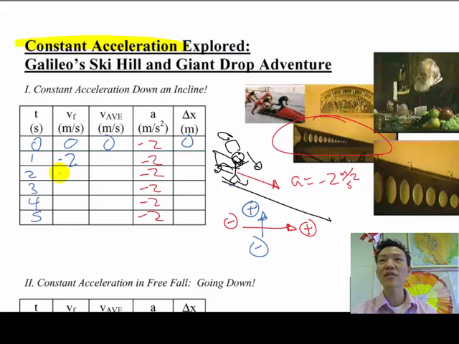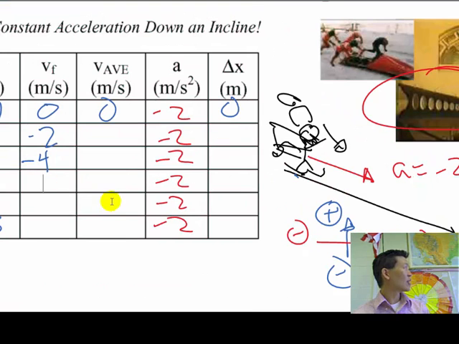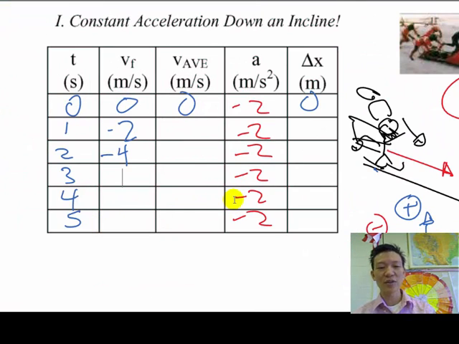How about after 2 seconds? Do you see the pattern? If you speed up by 2 meters per second every second, after 2 seconds, you can speed up to what? You guys okay here? Every second we can speed up by what? By 2. It's going to speed up to what? -4. Let me zoom in if that's a little bit easier to see. How about after 3 seconds? What do you think?